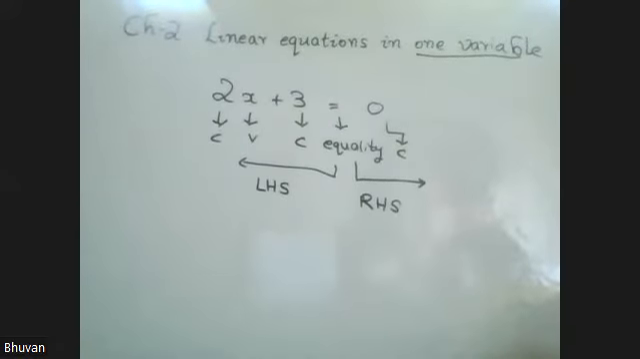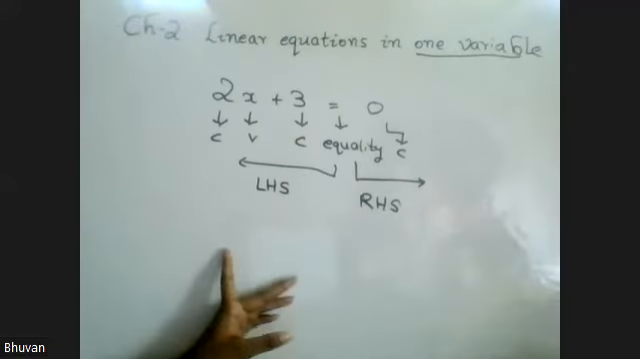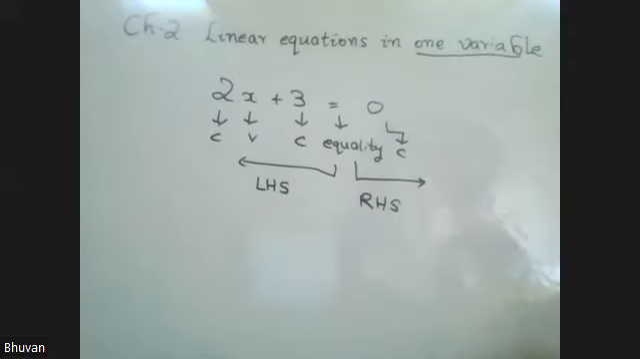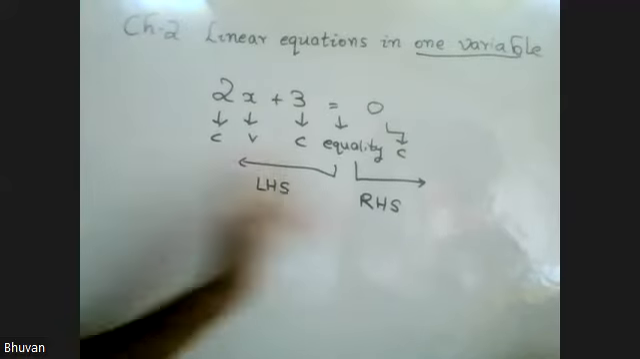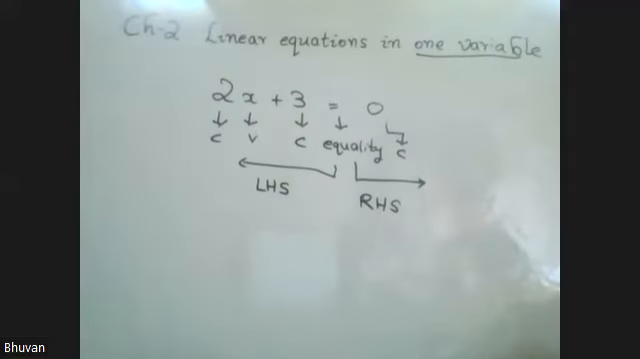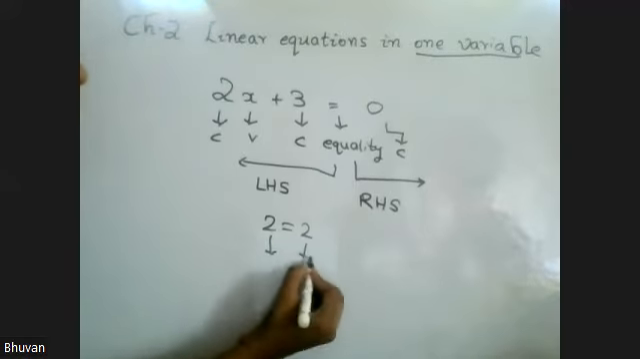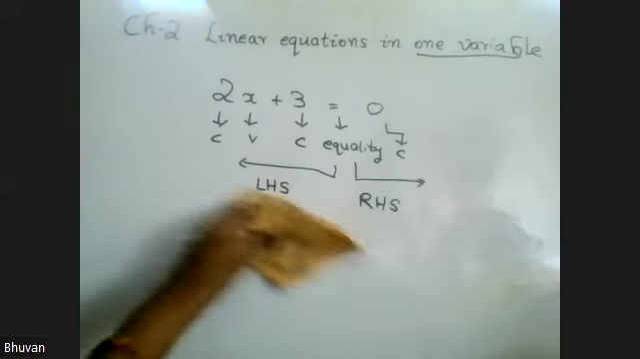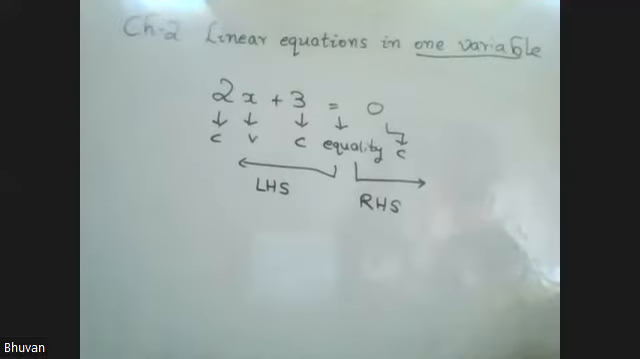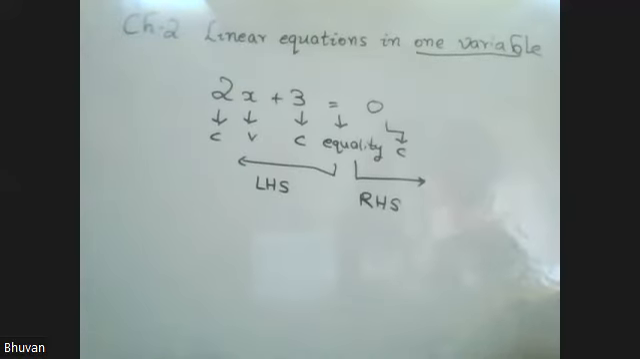An equation is an equality involving variables. It involves the equality sign. So the expression on the left-hand side is equal to the expression on the right-hand side. We know 2 is equal to 2, which means the value of 2 and the value of 2 are both the same. So in an equation, the values of the left-hand side and the right-hand side are equal. So when will it be true?